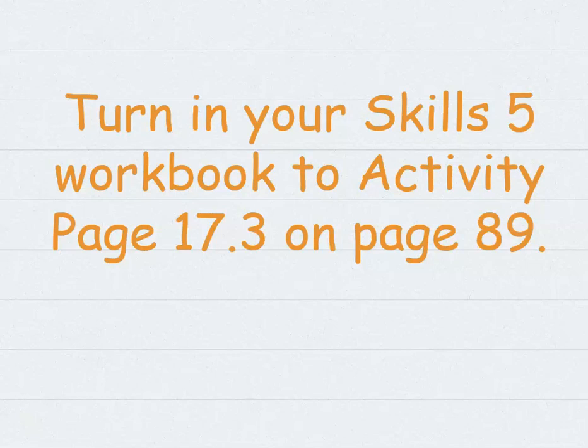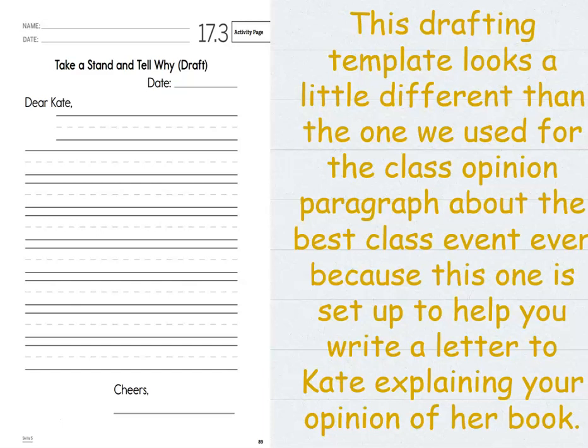Turn in your skills activity book to page 17.3. You can find activity page 17.3 on page 89. This drafting template looks a little different than the one we used for the class opinion paragraph about the best class event ever, because this one is set up to help you write a letter to Kate explaining your opinion of her book. Get your name and date on this paper really quick.